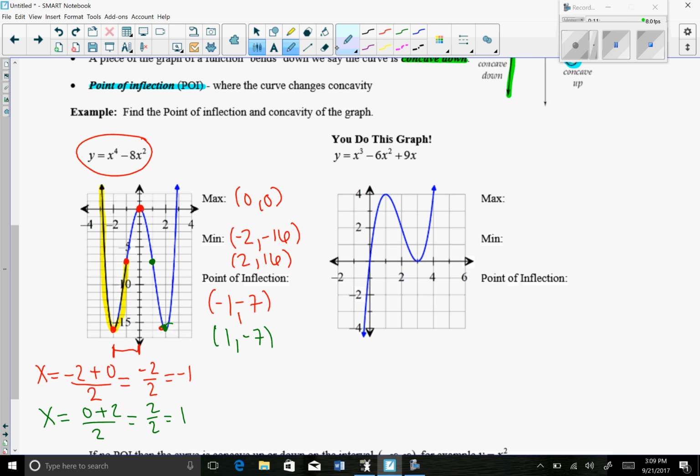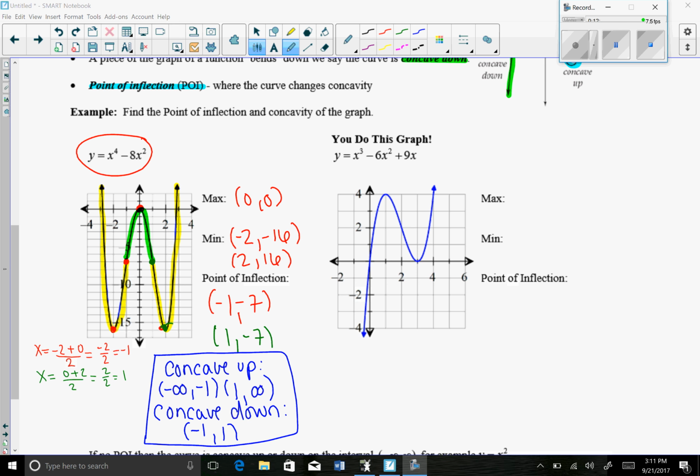And so then when I think about my concavity, I can see the next portion from here to here, which is, again, you're using your points of inflection for concavity, is concave down. And this last portion, the curve is bending upwards, so it is concave up. So we actually have two places where we're concave up, and we have one place where we're concave down.